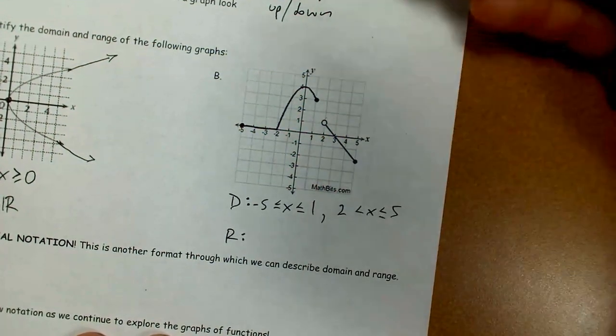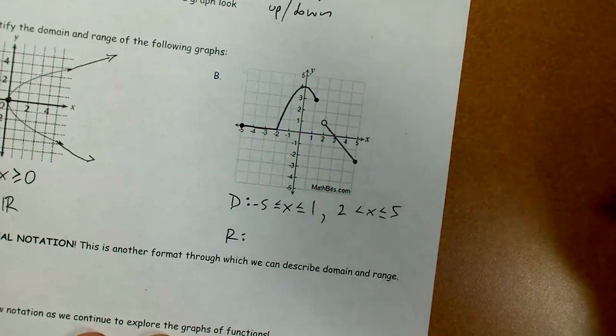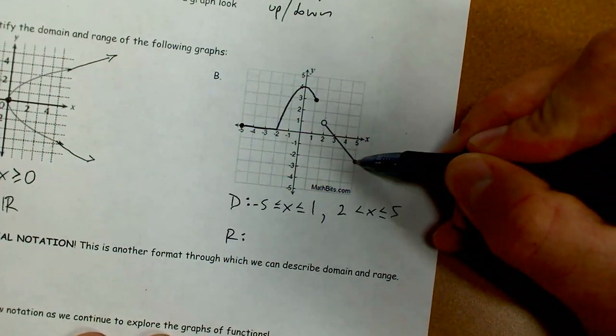Now with our range, we're going to go up and down. We're going to start with our smallest y value, which would be -2.